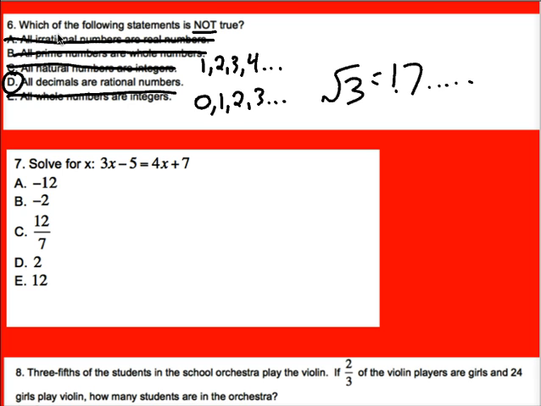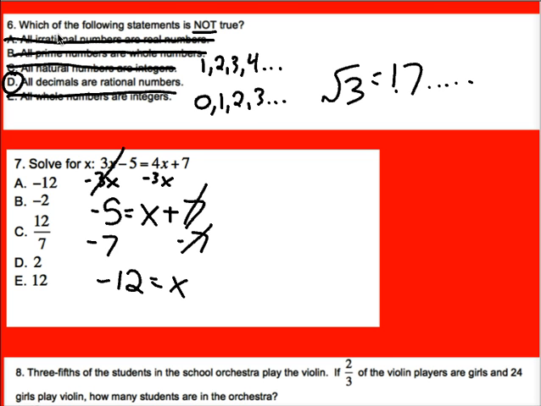Number 7, solving these things. So solving equations. First thing, you need to make sure your variable is on one side. So I'm going to subtract off that 3x from both sides to gather it to one side. Now, I still need to get everything else away from my x. So I'm going to subtract 7 from both sides now. That's going to give me a negative 12.